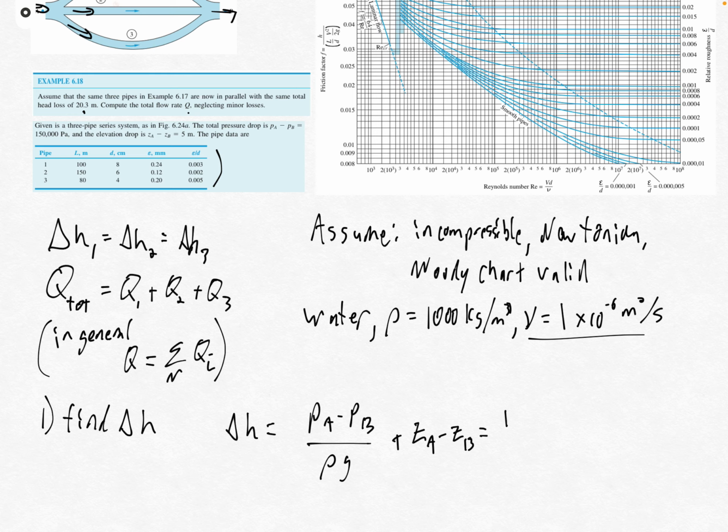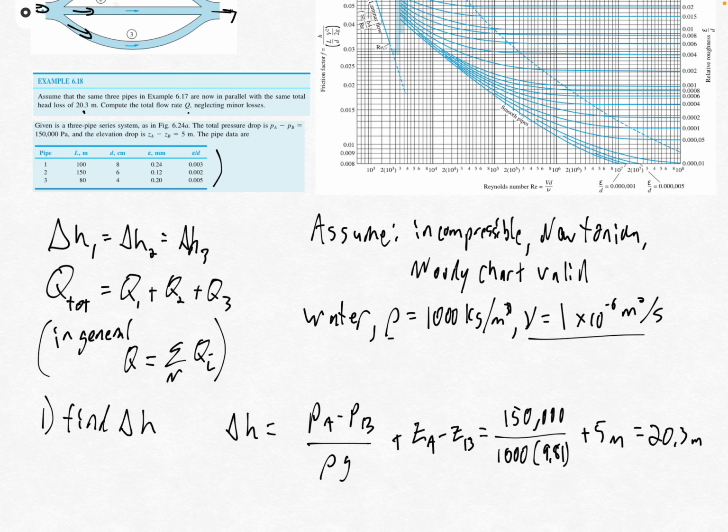If we work that out, so this is 150,000 pascals divided by 1,000, that's the density of water, times 9.81, plus 5 meters, and this works out to 20.3 meters. Okay, so that's where that total head loss comes from.